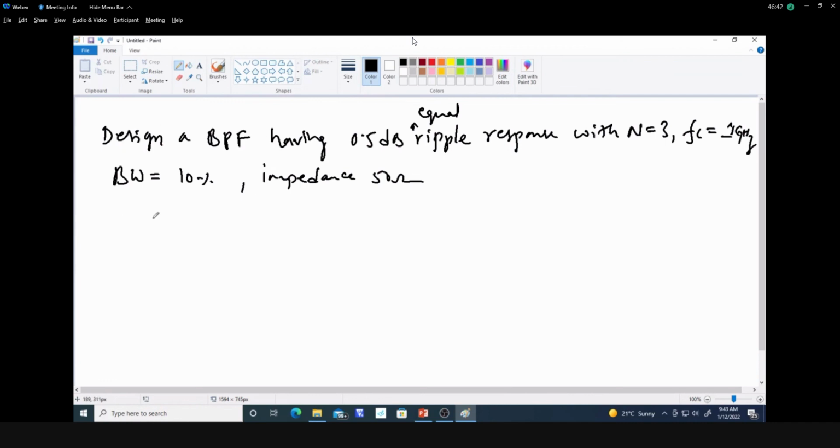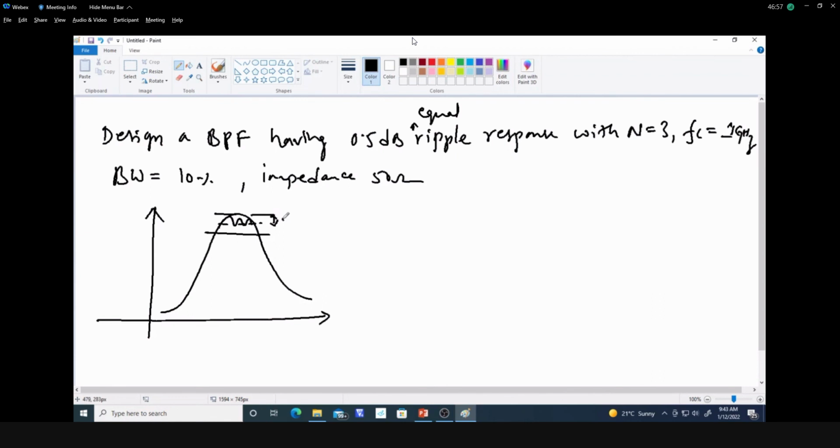So this is the band pass filter specification we need to design. You can see we're going to get the band pass filter like this. But in the pass band, you see the 0.5 dB ripple should be there. Something like this, 0.5 dB we have to have the ripple. Okay. And then impedance is 50 ohm.